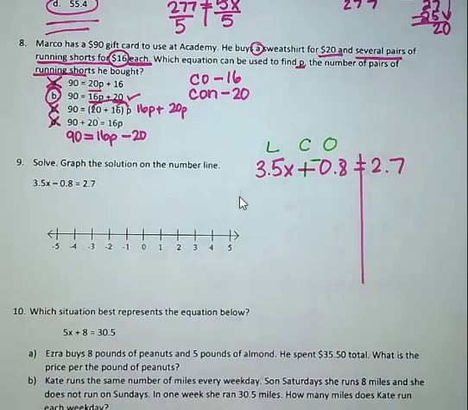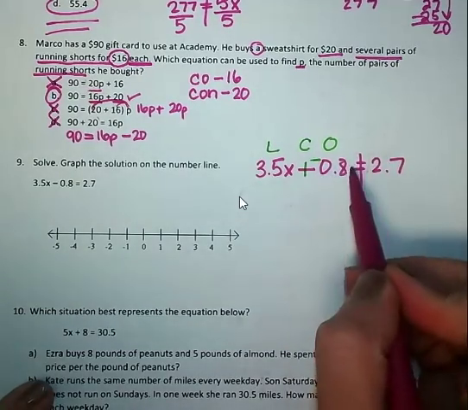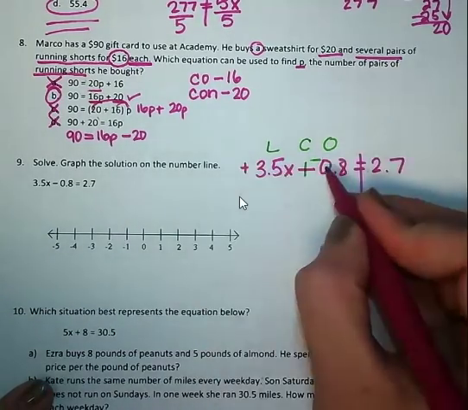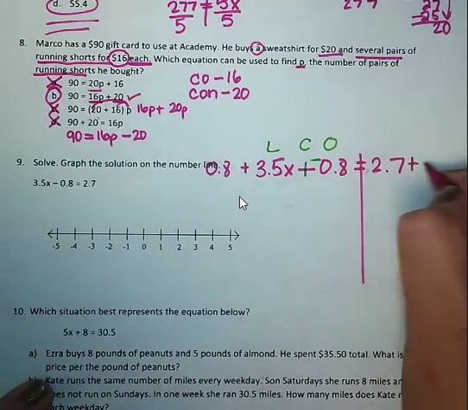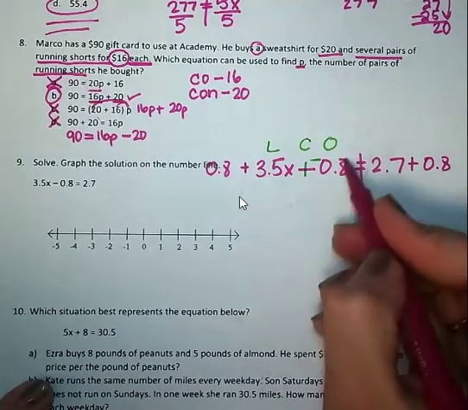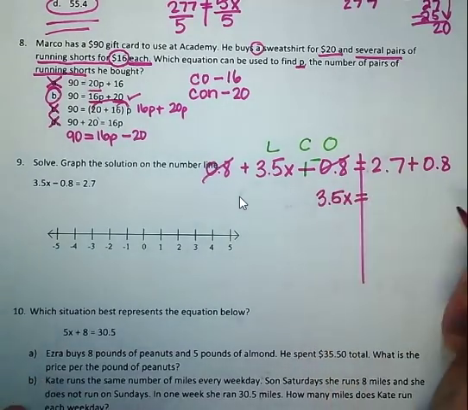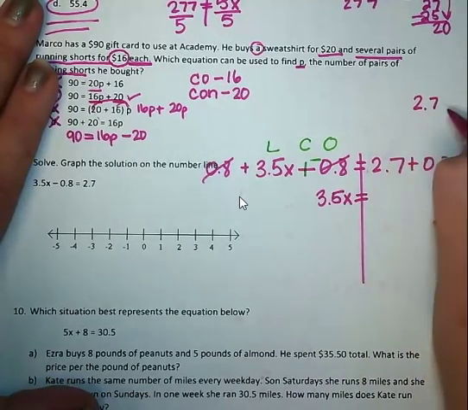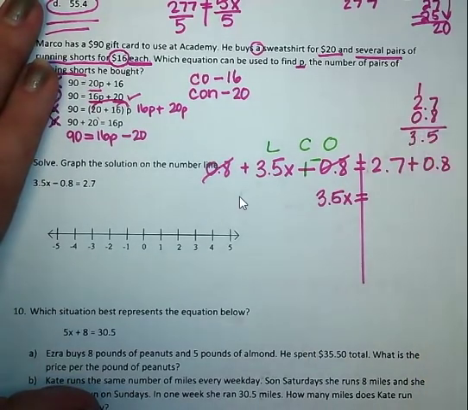Leave, change, opposite. And again, we just do that to prevent careless errors, and it really helps us when we get to inequalities. To get rid of the constant, we add the opposite. So to get rid of a negative 0.8, we're going to add a positive 0.8. Okay, these guys cancel. So we got 3.5x equals, and 2.7 plus 0.8, looks interesting to me, is 3.5.